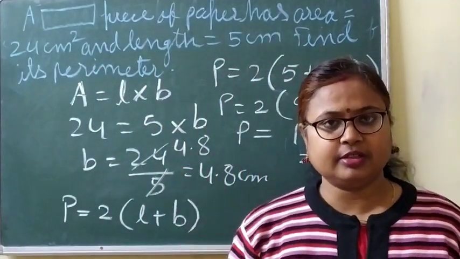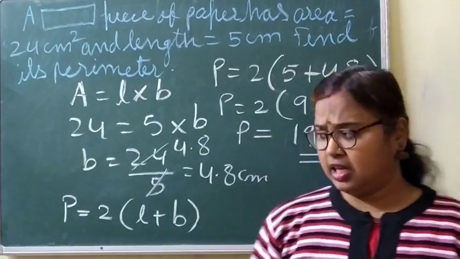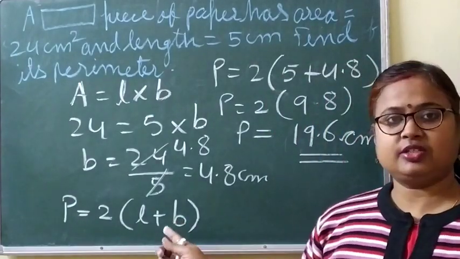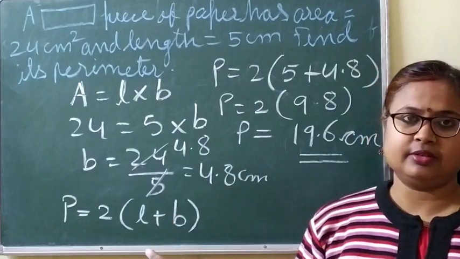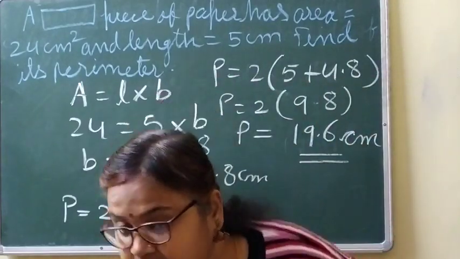So it is not difficult, it is very easy. First you will find out the breadth and then you will find out the perimeter. And the perimeter of a rectangle is P equal to 2 times L plus B. Now, let's do the next question.